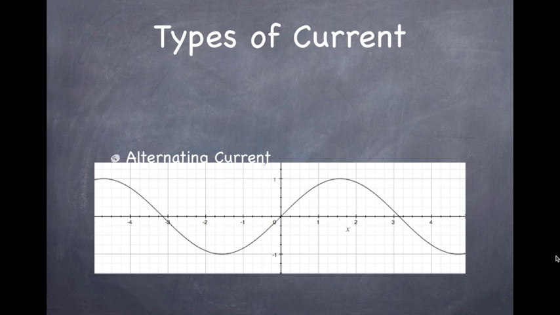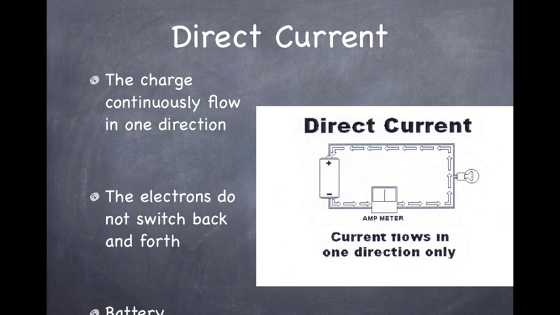So alternating current is what you get from all electrical outlets in your house. They all provide alternating current, and there are definite advantages for alternating current. Its competitor is direct current.